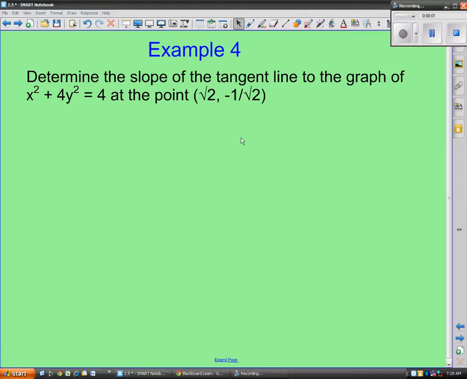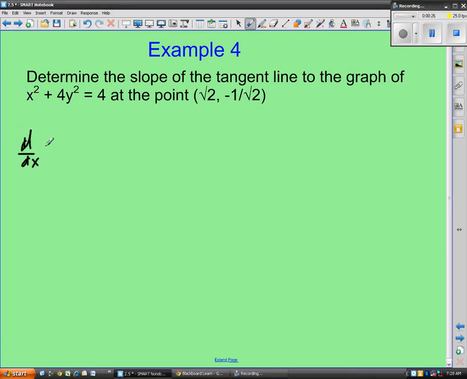Hello and welcome back to part 2 of 2.5 implicit differentiation, and we're asked to determine the slope of the tangent line to the graph of this equation. So again, this equation probably could be solved explicitly where it's y equals, but we're just going to do it as it's written.